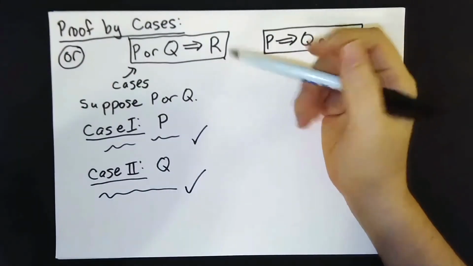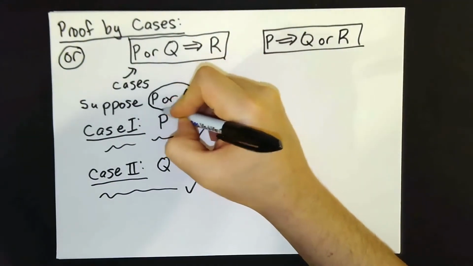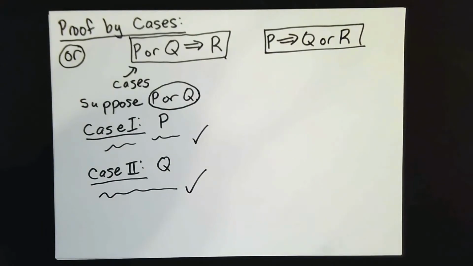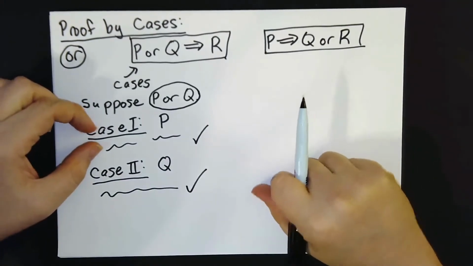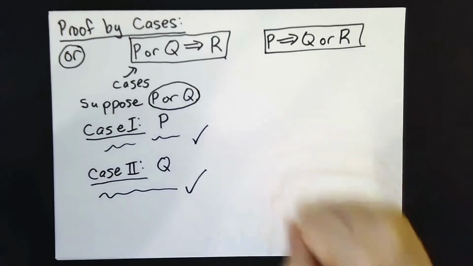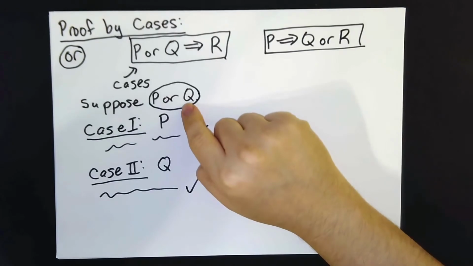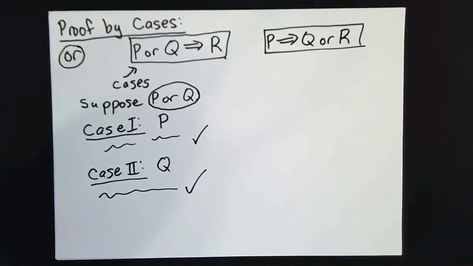And so really, what's happening here? If I know that P or Q is true, then I know there are two universes I might be in. I might be in the universe where P is true, and if I'm in that universe, this proof works. Or I might be in the universe where Q is true, in which case this proof works. I can't be in the universe where both P and Q are false, because then P or Q wouldn't be true, and so I wouldn't have to worry about it.